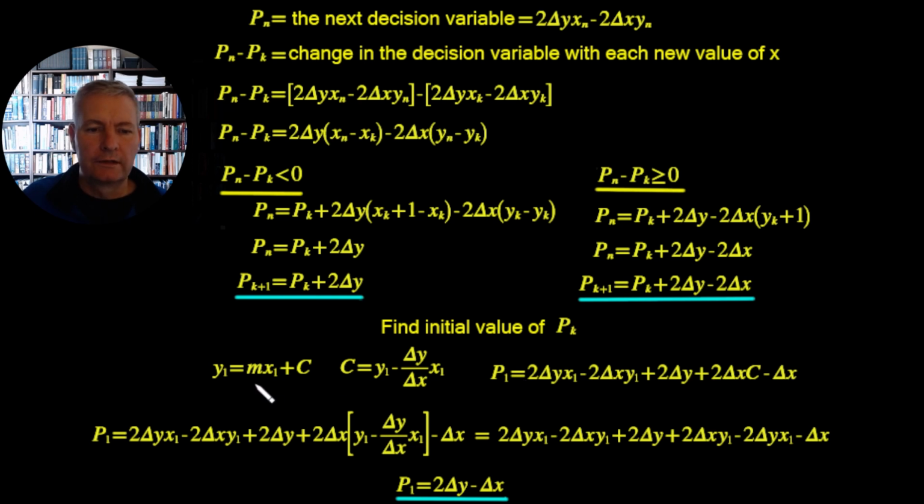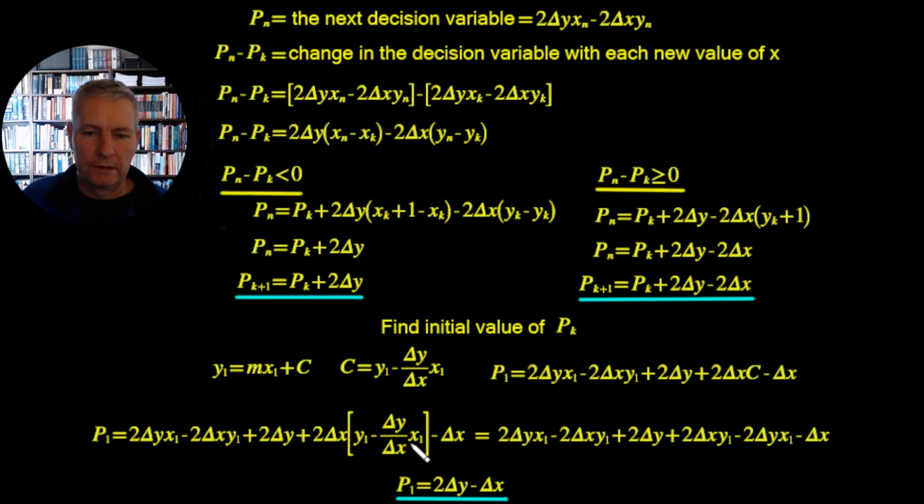Now what we're going to do is take the equation of a straight line, y is equal to mx plus c, and we can rewrite that. If we rearrange this for c, the value is going to be y1 minus, and we can make the gradient m equal to delta y upon delta x. So we can take this value for c and place it into this equation here. Whenever we place it into this equation here, we're going to get this equation.